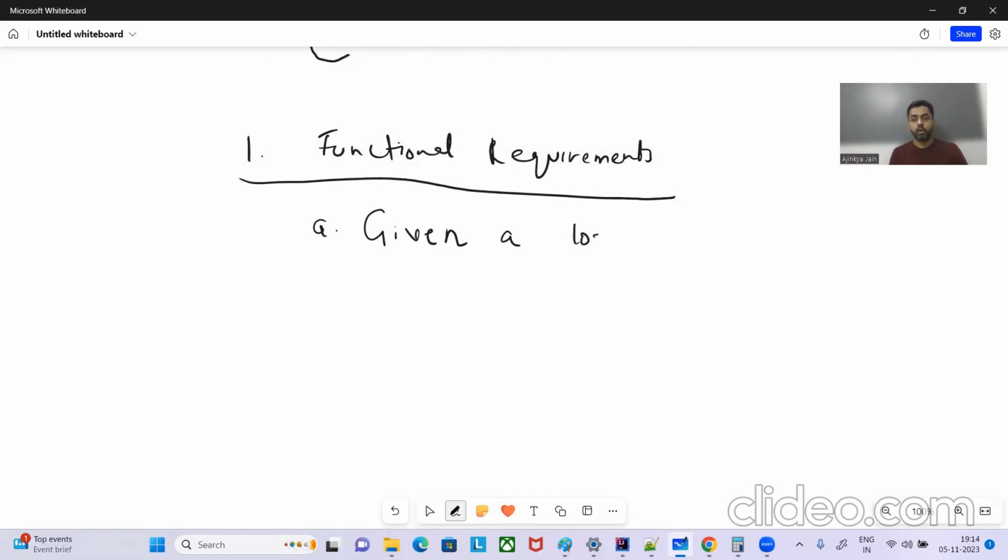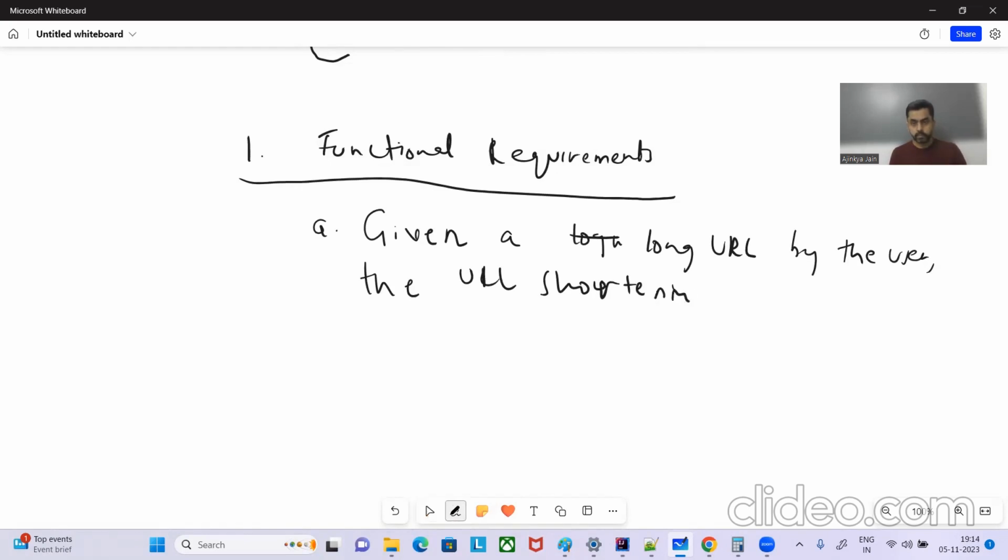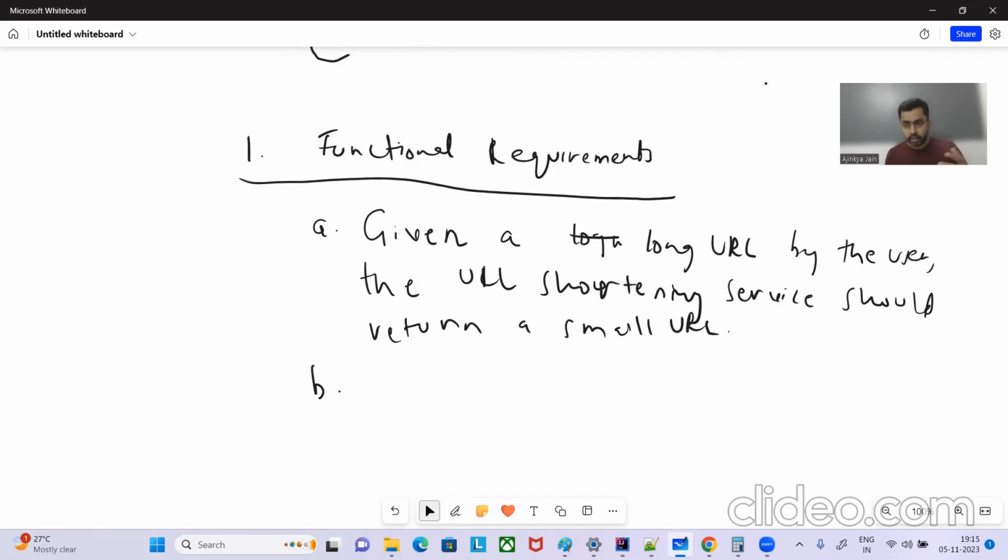Given a long URL by the user, the URL shortening service should return a small URL. Then the second functional requirement. These are the functionalities. What does functional requirement mean? What functionality we need to provide by a system.